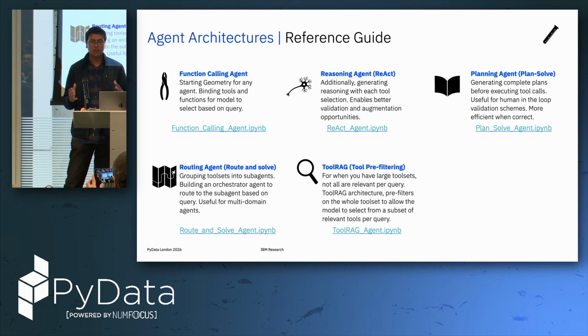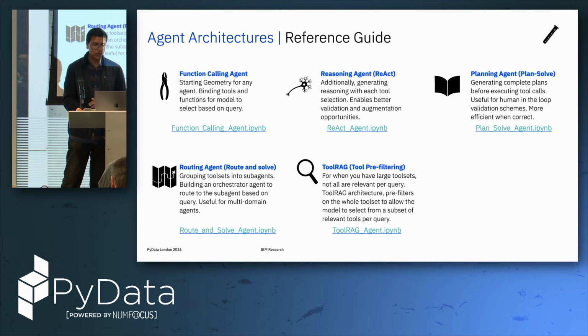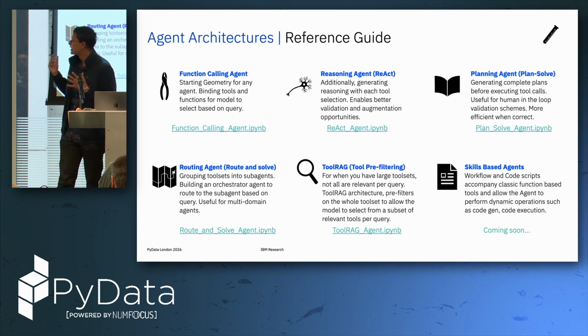You'll only show the subset of the tools that are relevant for the query to the model to select from, and that should help with accuracy and tool selection, things like that.